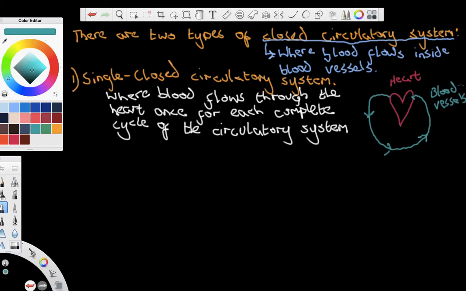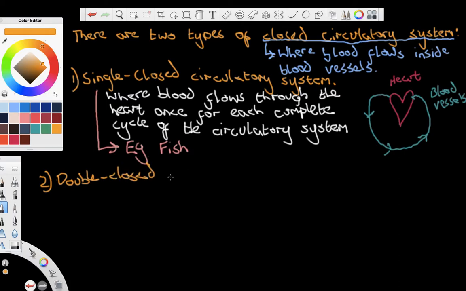Organisms such as fish have a single closed circulatory system. So we can put underneath here, e.g. fish. So fish have a single closed circulatory system. On the other hand, we have what's known as a double closed circulatory system. So the second one we need to talk about is a double closed circulatory system.